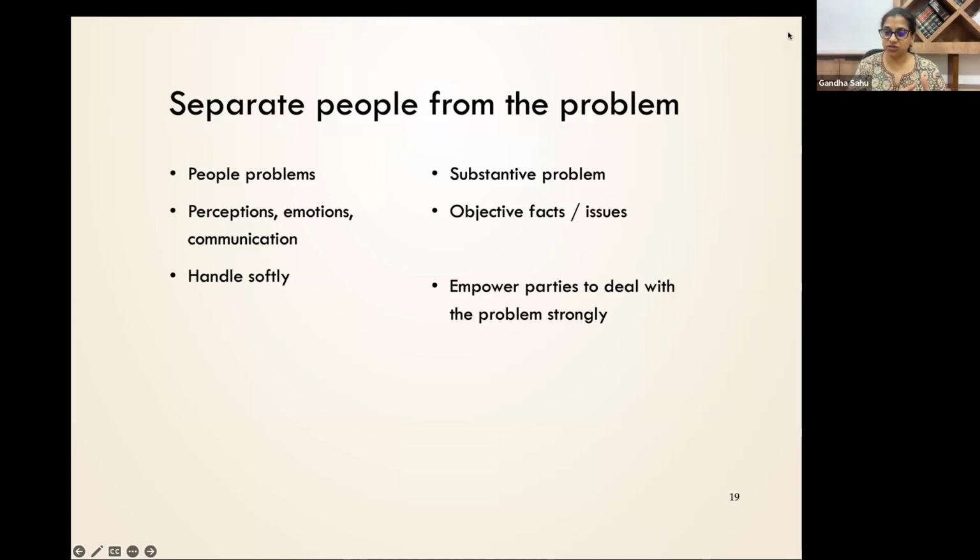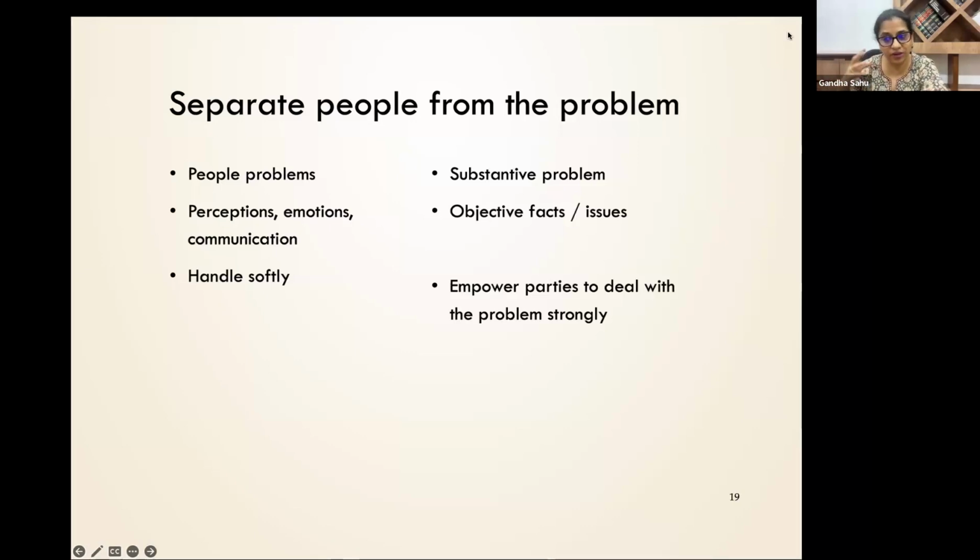We handle people softly. We give them space to speak. We are polite with them. We allow them to express their emotion, to be vulnerable. We create that safety around people to not judge them and to be empathetic towards them. And we empower the same people to deal with the substantial problem strongly, to debate about it, to explore solutions, to brainstorm. We do all of that with the substantial problem.